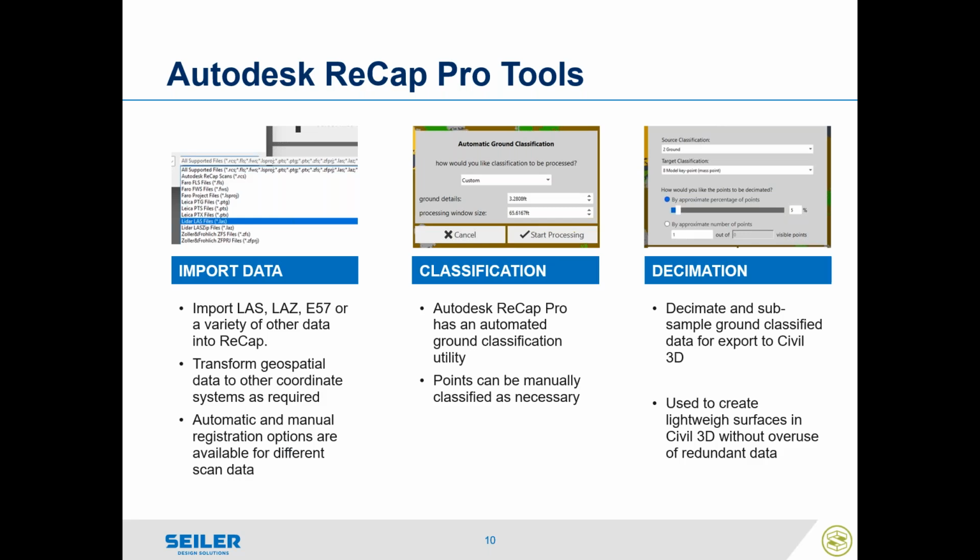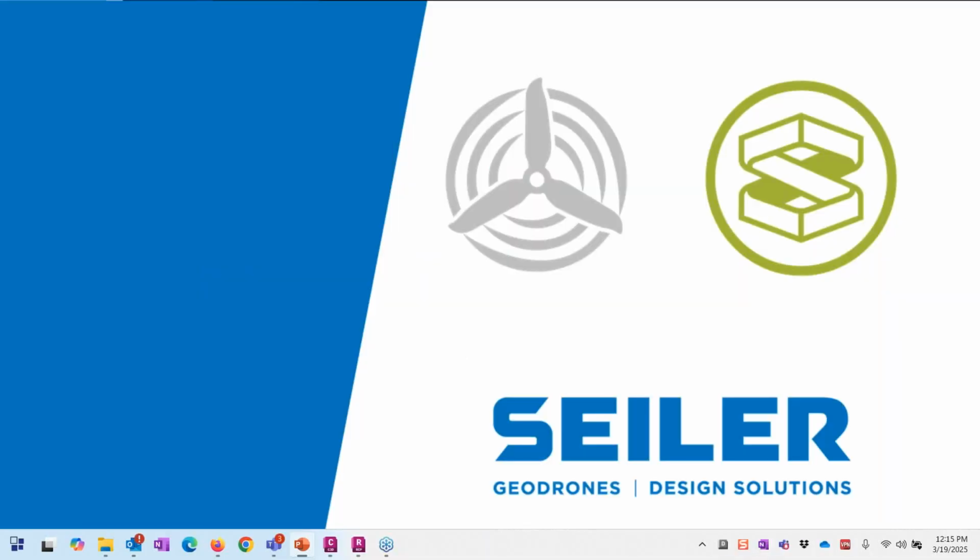And we can take it by percentage, or we can just type in the total number of points to create lightweight surfaces in Civil 3D without the overuse of redundant data. So I'm going to stop the PowerPoint here real quick, and I'm going to go through a generic workflow that I would use for this data.